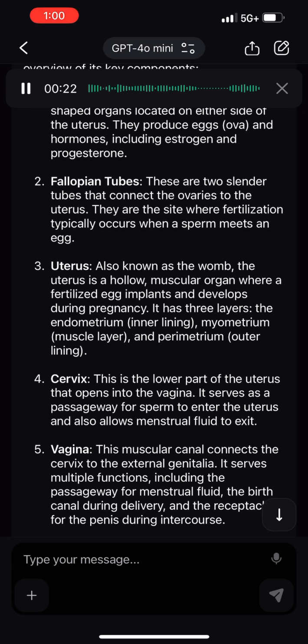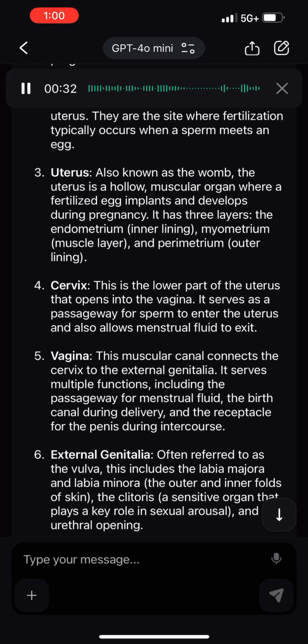2. Fallopian tubes. These are two slender tubes that connect the ovaries to the uterus. They are the site where fertilization typically occurs when a sperm meets an egg. 3. Uterus, also known as the womb. The uterus is a hollow, muscular organ where a fertilized egg implants and develops during pregnancy. It has 3 layers: the endometrium, inner lining, myometrium, muscle layer, and perimetrium, outer lining.